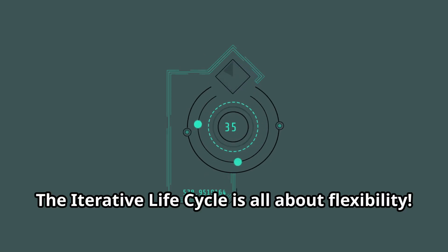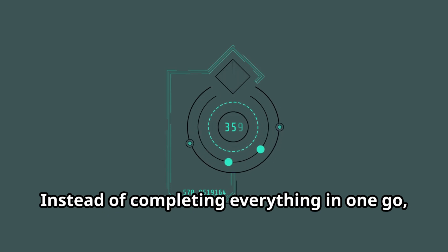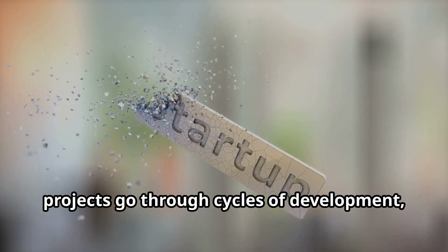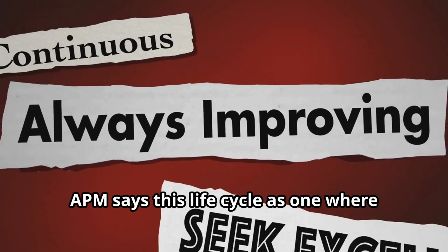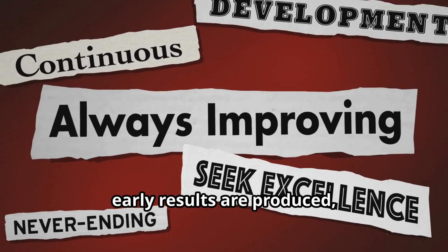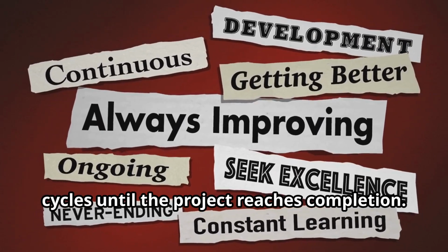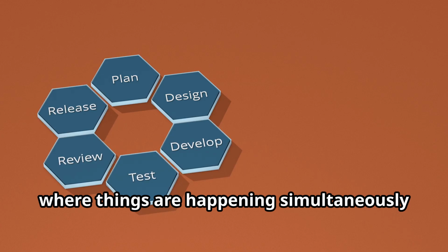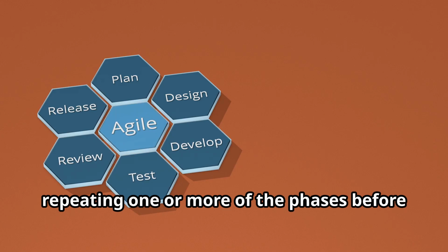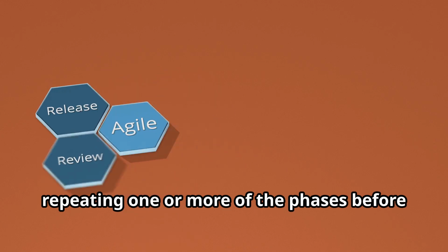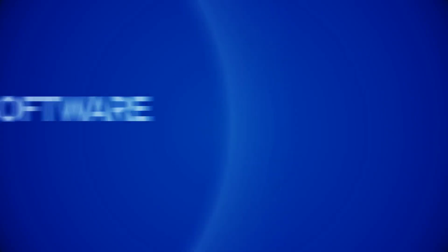The iterative life cycle is all about flexibility. Instead of completing everything in one go, projects go through cycles of development, feedback, and improvement. APM describes this life cycle as one where early results are produced, reviewed, and improved over multiple cycles until the project reaches completion. It is composed of several iterations where things are happening simultaneously, repeating one or more of the phases before moving to the next one.